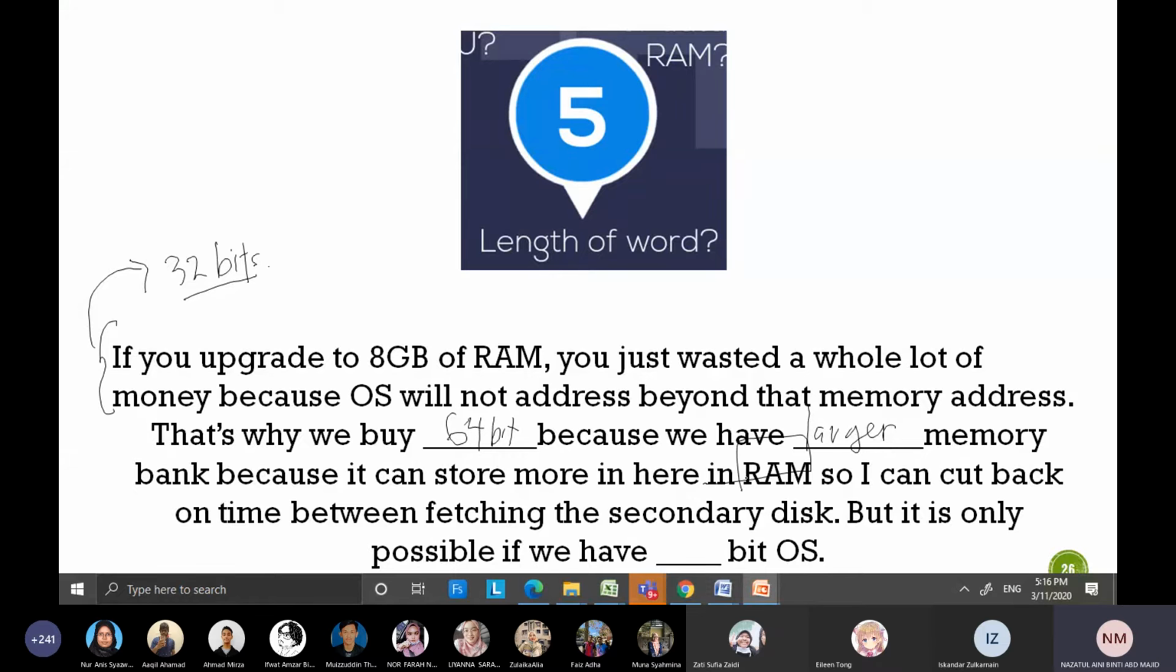So if you have more RAM, and you have very big programs, it will cut back the time spent fetching from the secondary disk. Okay, this is 64-bit. We will learn more about this in the topic of virtual memory. Have you heard about virtual memory? Yes, I've heard of the term. Yeah, you have heard of that, right?